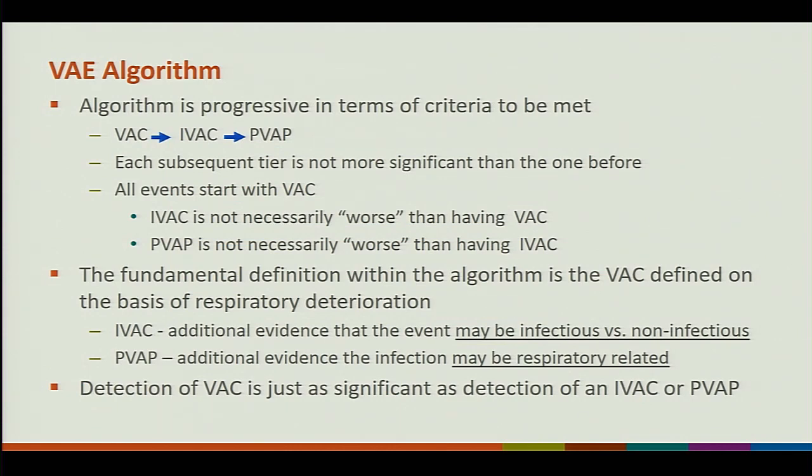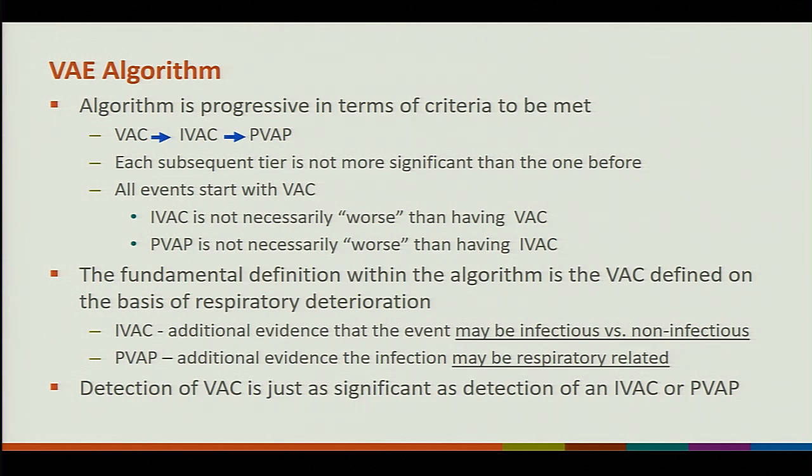It may be helpful to consider that having an IVAC is not necessarily worse than having a VAC. The algorithm is progressive in terms of the criteria to be met from VAC to IVAC to PVAP, but this is not to imply that each subsequent tier is more clinically significant than the one before.